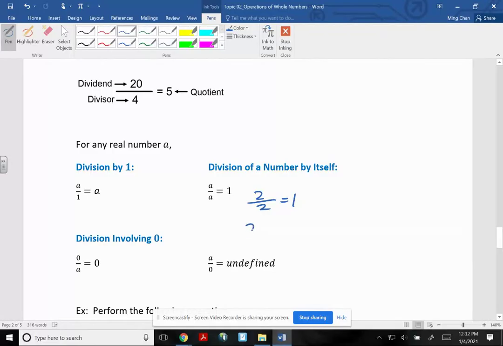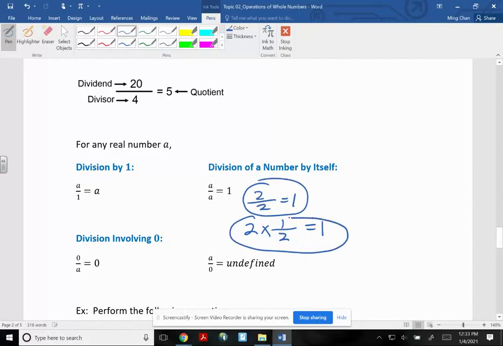Or when we talk about fractions, numerator 2 times denominator a half. See, inverse, right? 2 and a half are inverses. When they multiply, the answer is also 1. So this is the same thing. Saying 2 divided by 2 equals 1 is the same thing as saying 2 times a half. Okay, that's equal to 1.